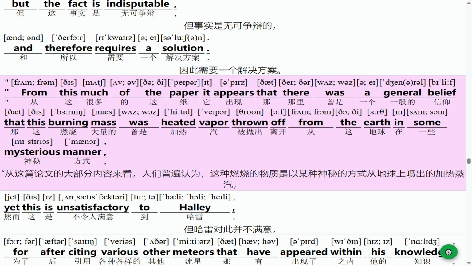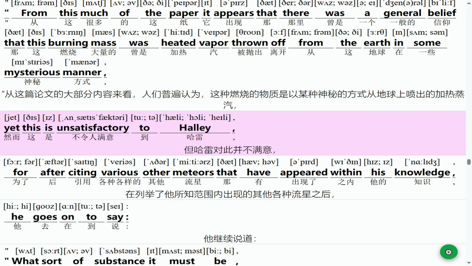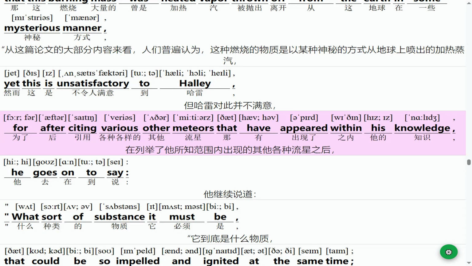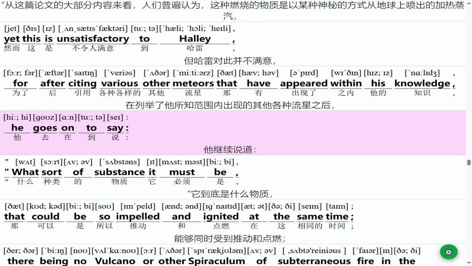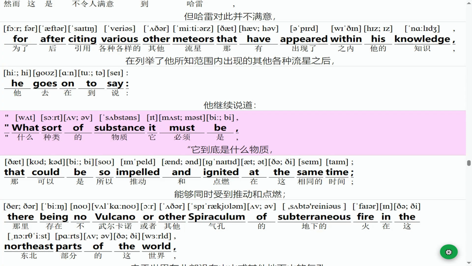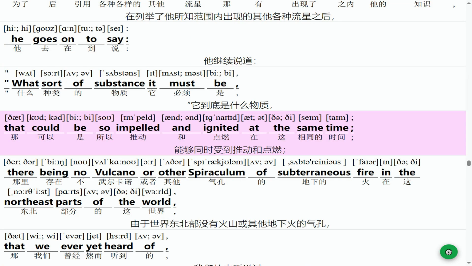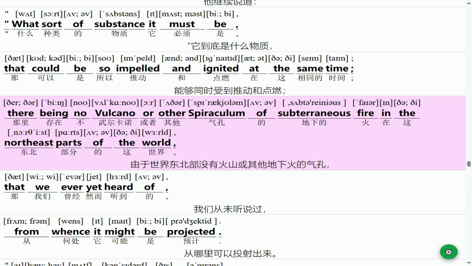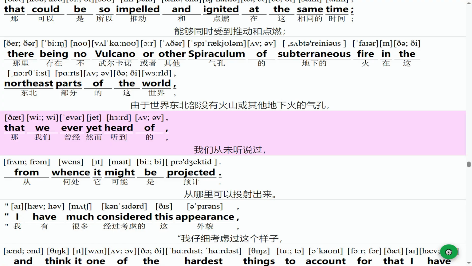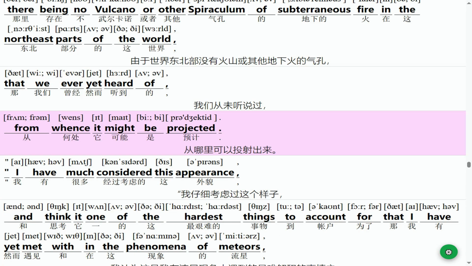From this much of the paper it appears that there was a general belief that this burning mass was heated vapor thrown off from the earth in some mysterious manner. Yet this is unsatisfactory to Halley, for after citing various other meteors that have appeared within his knowledge, he goes on to say, what sort of substance it must be that could be so impelled and ignited at the same time, there being no volcano or other spiraculum of subterraneous fire in the northeast parts of the world that we ever yet heard of, from whence it might be projected.